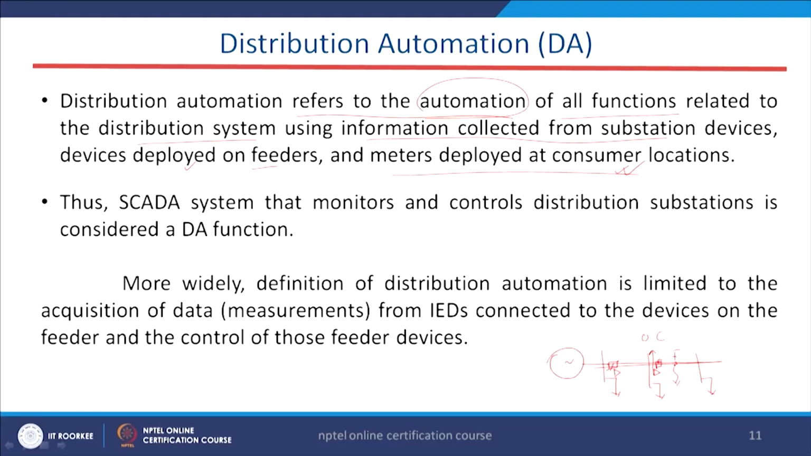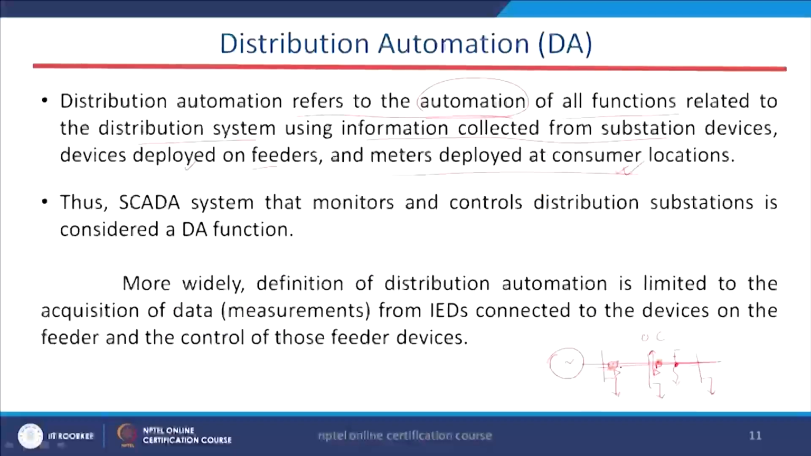So, if any fault is incepted in this section, the relay will receive the current through the secondary of the CT, current transformer, and it will send a trip command to this circuit breaker, and the circuit breaker will try to open that particular section.